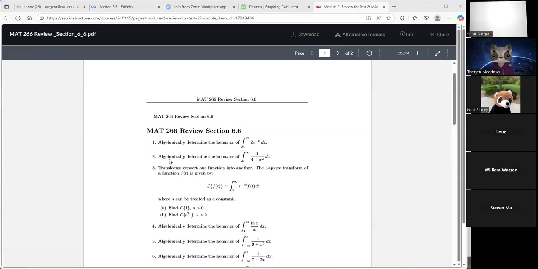All right. So I'm going to share the screen. Number two from the mod 6 point review right here. Algebraically determine the behavior. That's kind of weird. It's not algebraic, it's analytically. All right. Let me copy it down. The integral from 0 to infinity of 1 over 4 plus x squared dx. All righty. Let me go to my overhead.